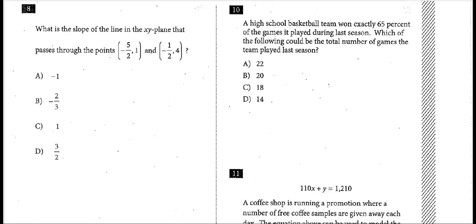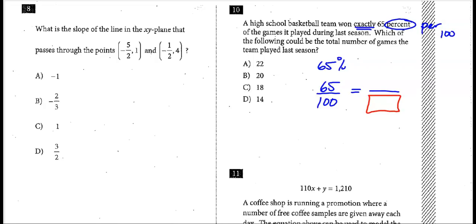All right, number 10. A high school basketball team won exactly 65% of the games it played last season. Which of the following could be the total number of games the team played? Well, this word percent means per 100. So 65%, another way to express that is 65 out of 100. And I'm basically trying to figure out what number could go here.